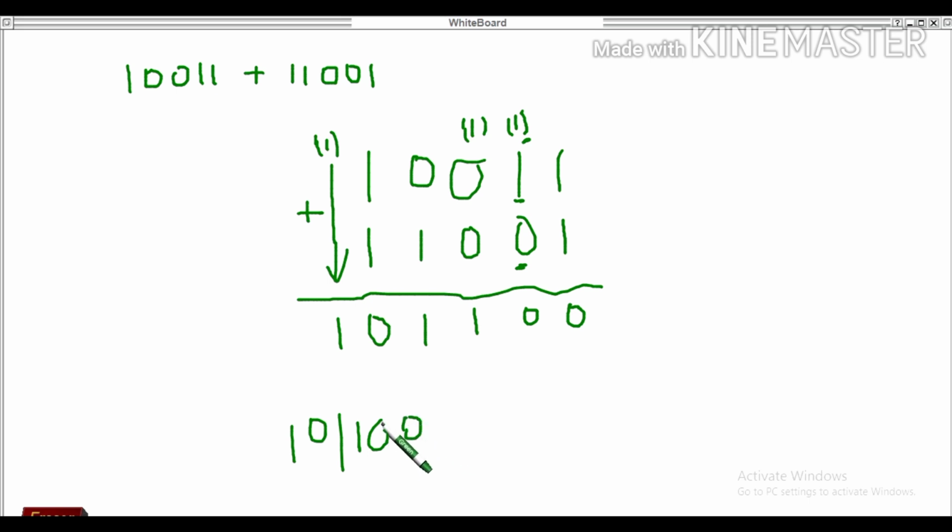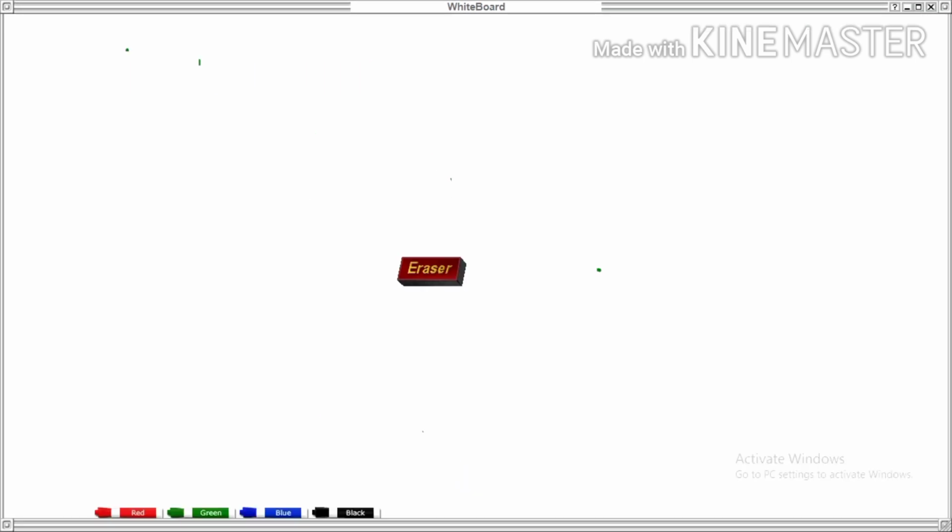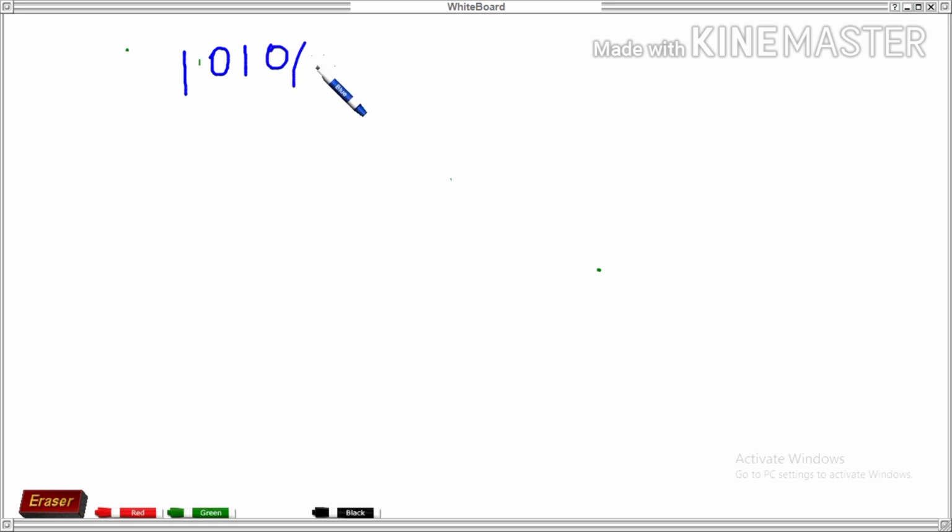So students, did you understand how to do binary addition? Okay students, so again we will take an example and we will see how to do binary subtraction. So here we will minus 1 0 1 0 1. From this number we will minus what? 0 1 1 1 0.